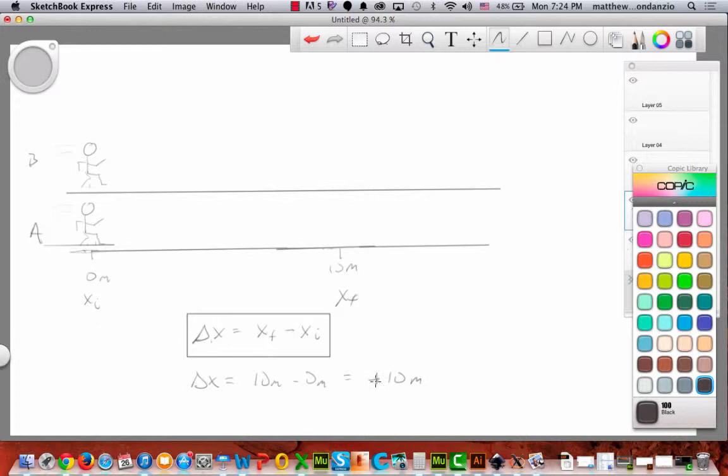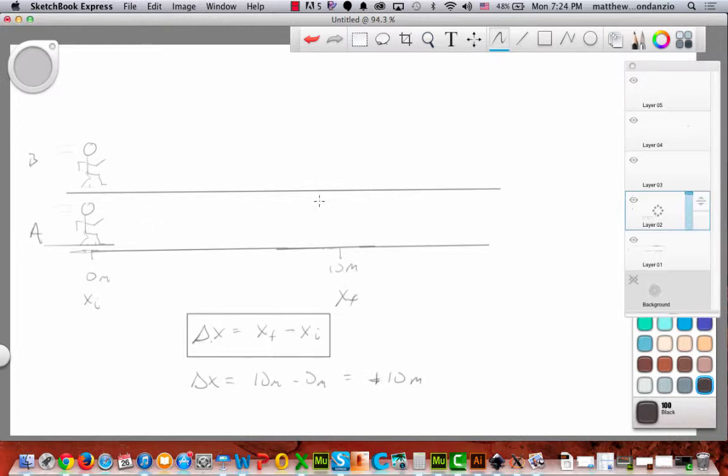The reason I'm harping on this is that if we think about our guy starting here, maybe in actuality he starts here and goes this direction. If he starts initially at 10 meters and ends up at 0, then delta x equals 0 meters minus 10 meters, equaling negative 10 meters. But the difference depends on knowing what the x final is versus our x initial, right?